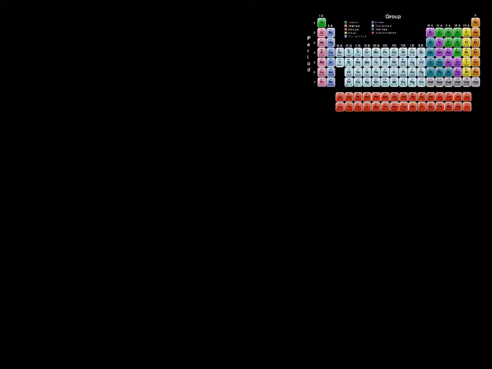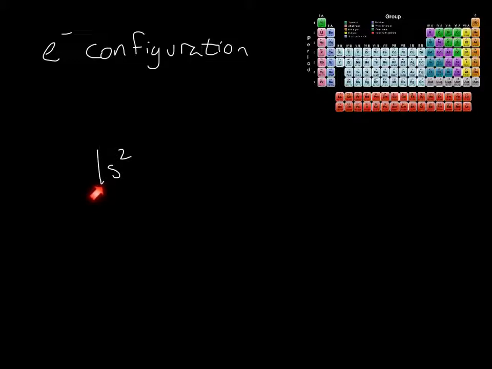Alright, let's talk about a different method of writing electron configuration. The last one was orbital notation. This is called the electron configuration. With the electron configuration, it's a little less detailed, but a lot easier to write. So for example, nitrogen. For nitrogen we would write 1s2. That means in the first energy level, in the s sublevel, there's 2 electrons. And then in the second energy level, in the s sublevel, there was also 2 electrons. After that came the 2p, and there was 3 electrons there. So that right there would be the electron configuration for nitrogen.